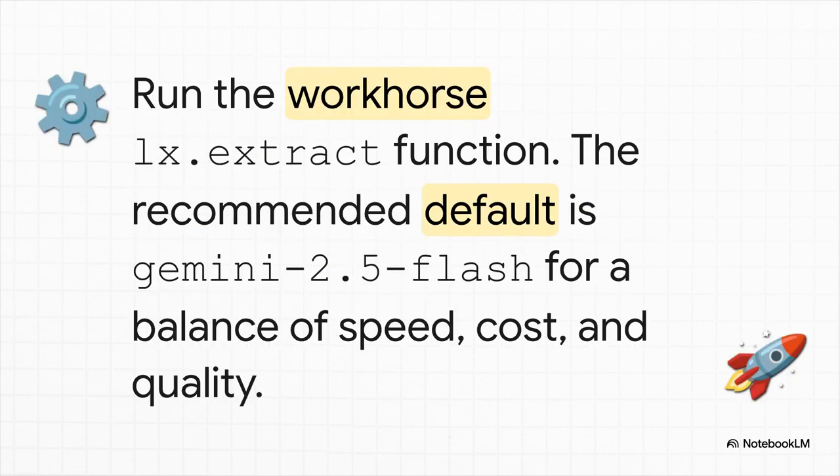Step 2 is the workhorse. You just call one function, lx.extract, and you feed it your text, your prompt, your examples, and tell it which AI model you want to use for the job. The library recommends starting with Gemini 2.5 Flash as the default, and for good reason. It hits a really nice sweet spot between speed, cost, and quality for most jobs.